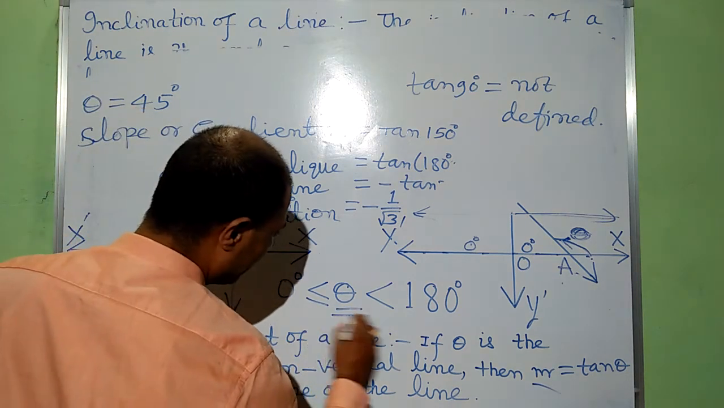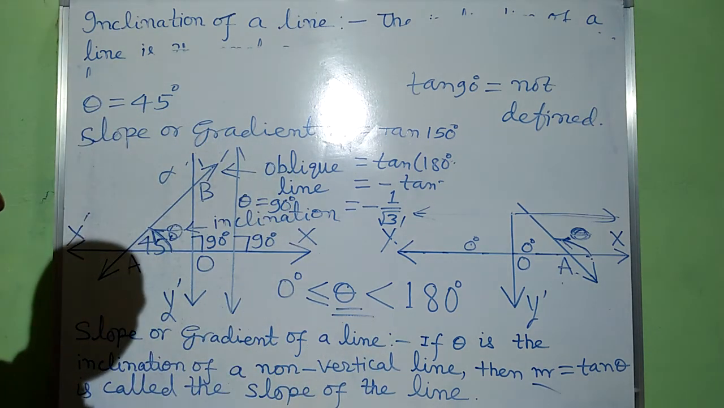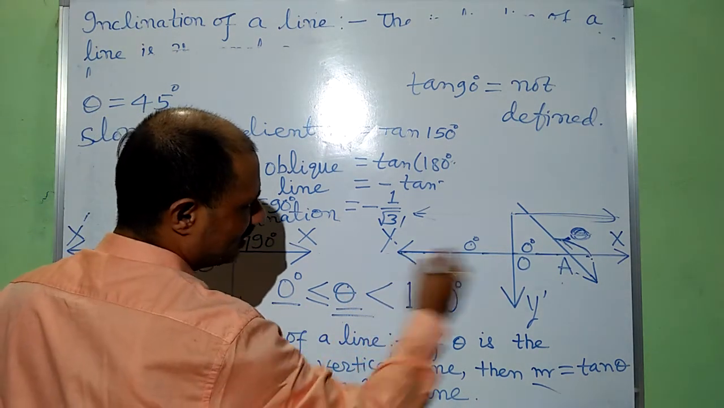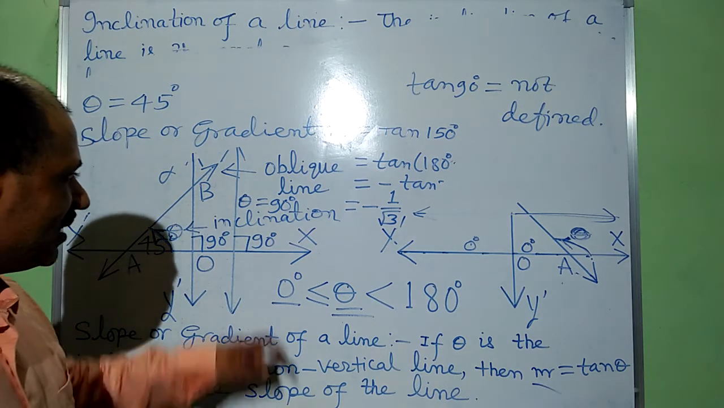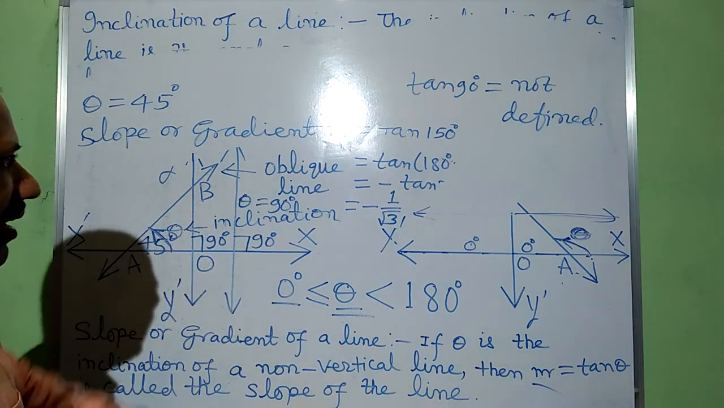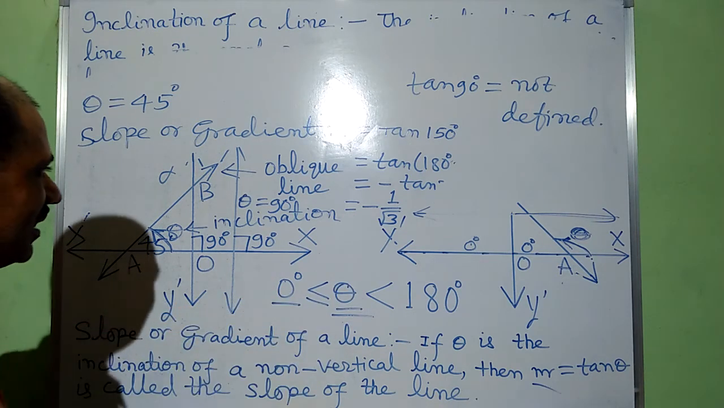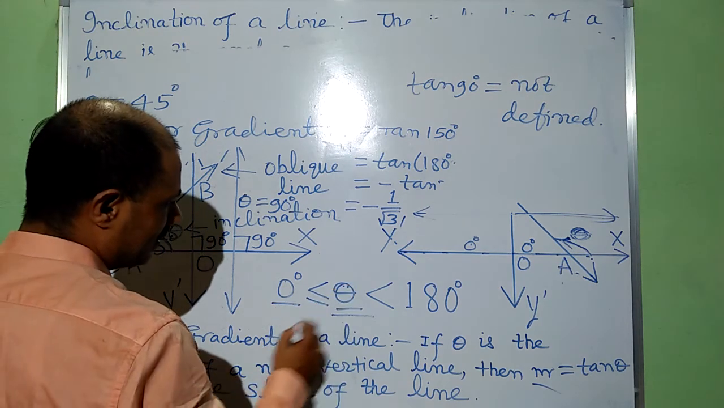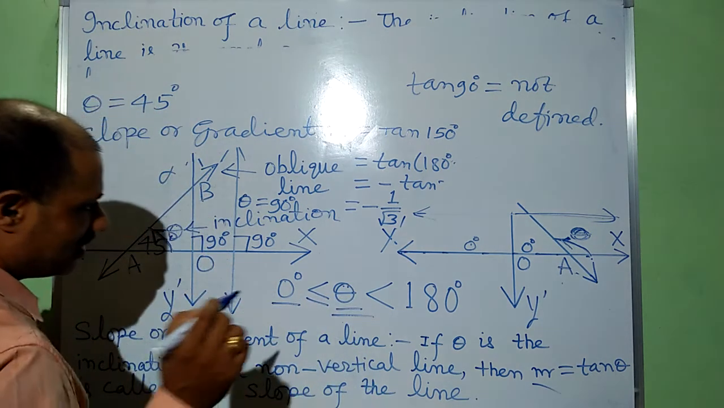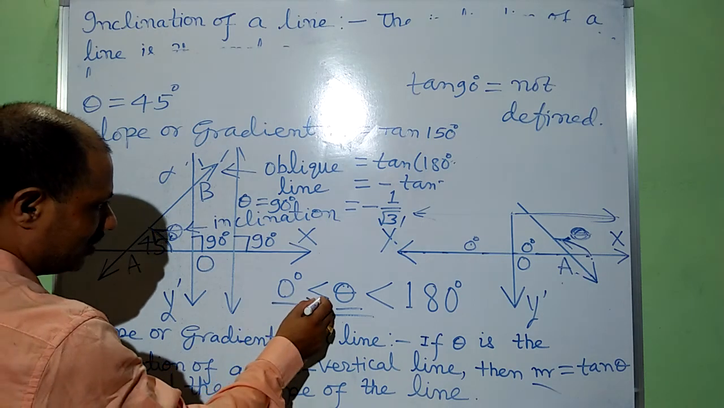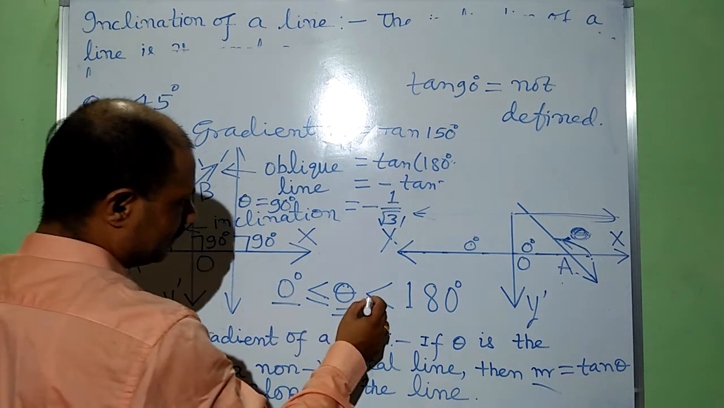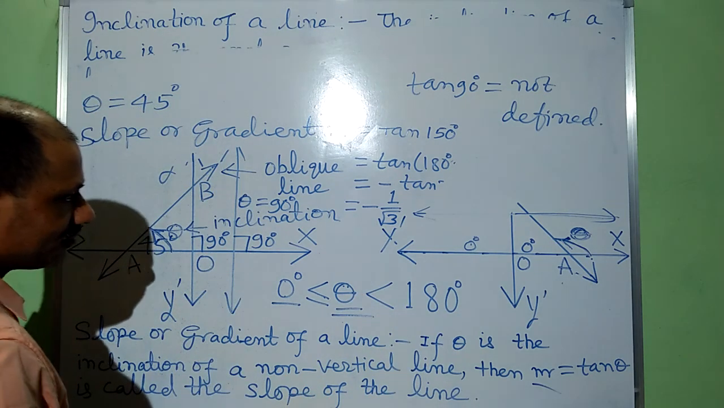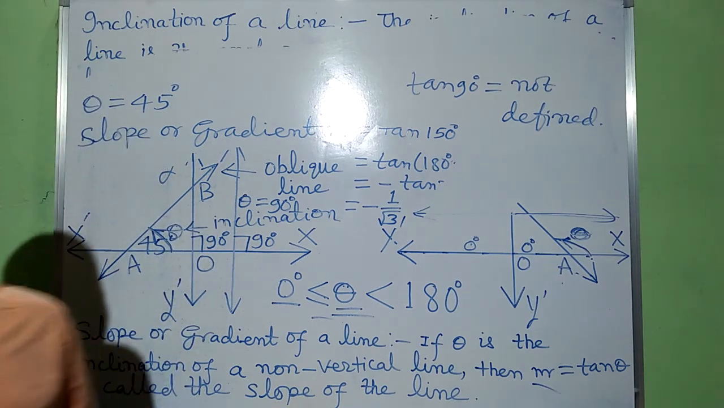And value of inclination of a line is either equal to 0 degree. Its example is x-axis, its inclination is 0 degree, or any line which is parallel to x-axis, its inclination will be 0 degree. Theta, value of inclination will be either equal to 0 degree, or this theta will be less than 180 degree. That's all. Thank you very much for watching.